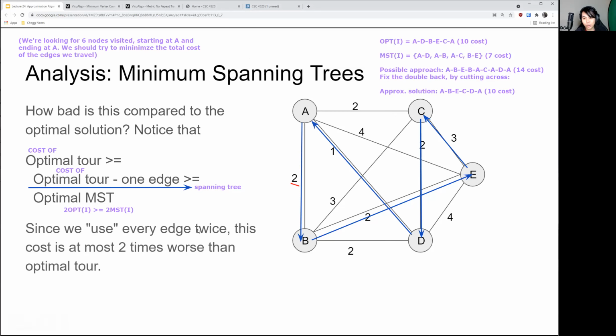Since we use every edge twice, right? We do cut across sometimes, but that only makes our costs cheaper. We know that at most, our solution is going to be 2 times worse than the optimal tour.